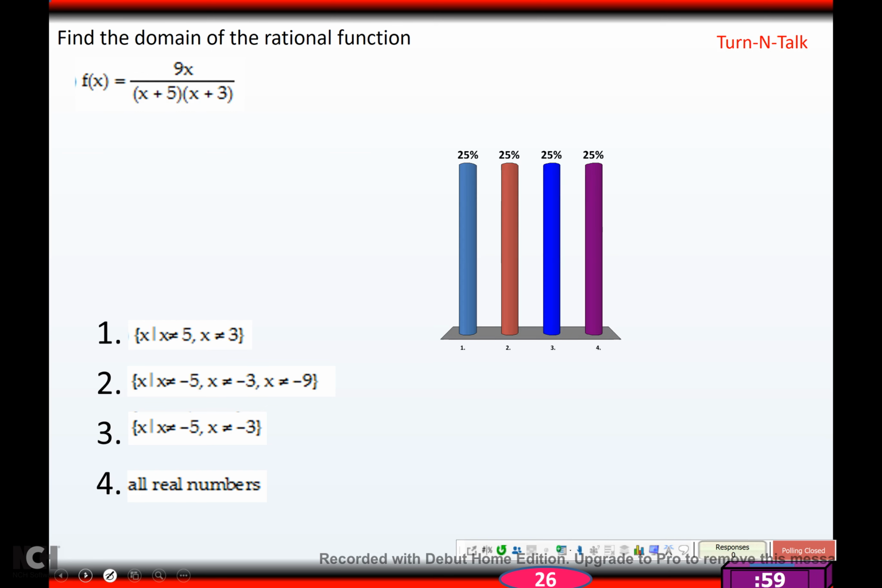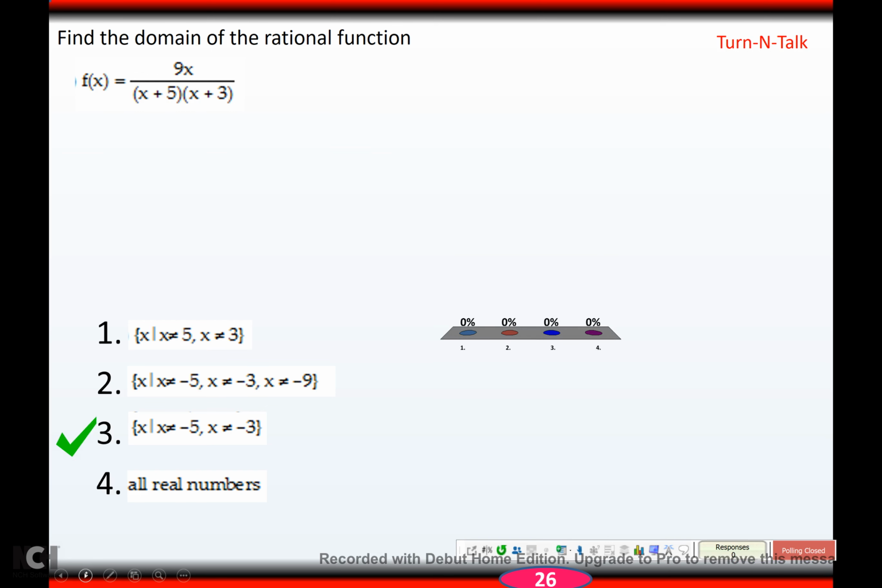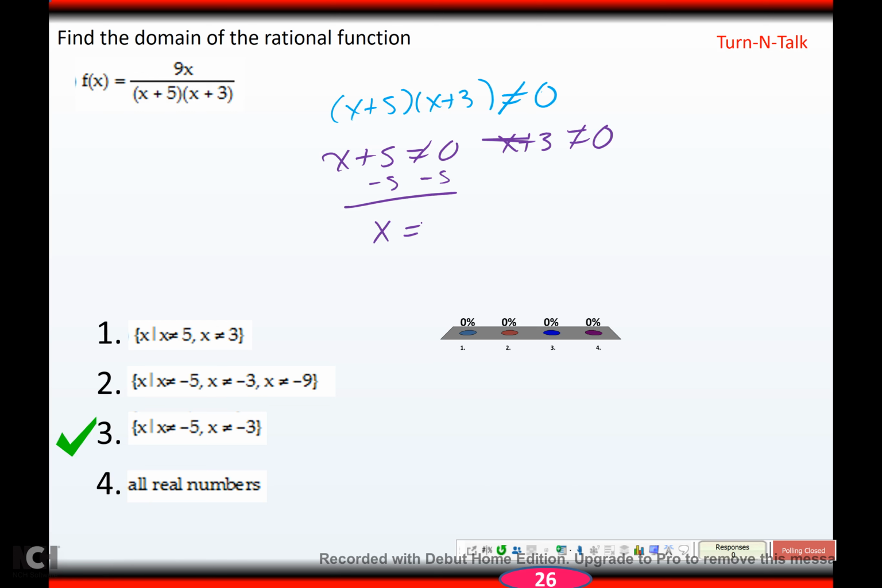And hopefully you got number 3. If not, you say, Mr. Denominator, you may never equal 0. And then we use the zero product property, which says that neither of the factors can equal 0. So this would say x plus 5 can never equal 0, so x can never equal negative 5. And x plus 3 can never equal 0, so x can never equal negative 3. And that's how they wrote their answer.